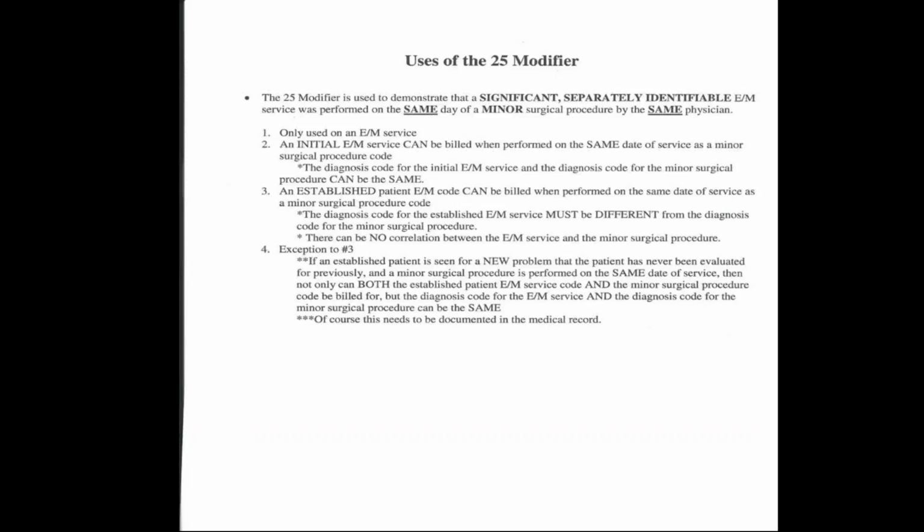On line 1 is the 99213. On line 3 is the 20550. In order to get paid for that 99213, you need a modifier, and that will be 25. Spent a lot of time on this. This is important. Next slide, please, Angelica.